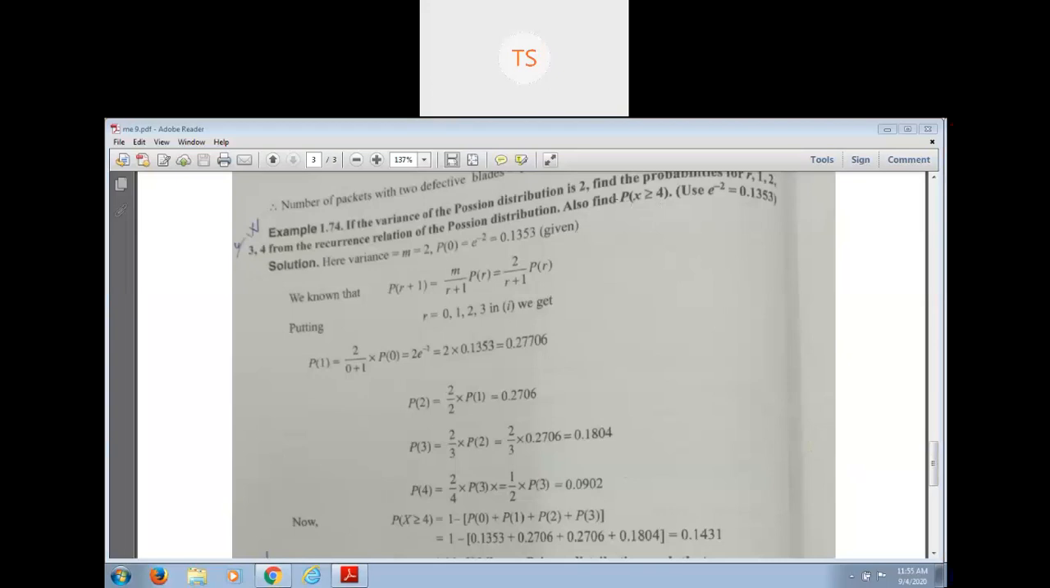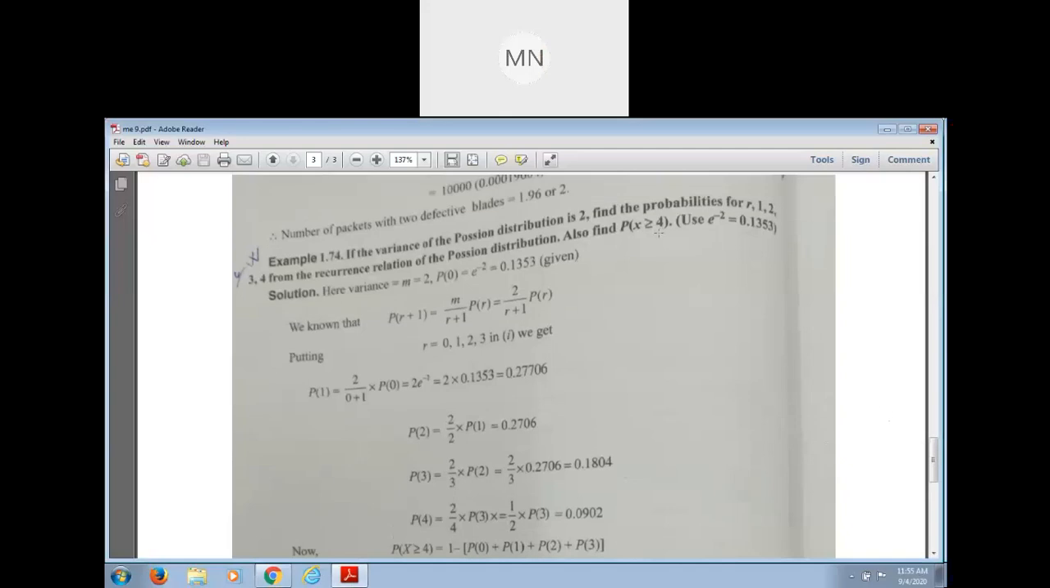Then tell me, how can we find the value of P of x greater than or equal to 4? I have already told you the trick of that kind of problem in the previous session. How can we find the value of P of x greater than or equal to 4? The previous class also we have discussed that kind of problem.